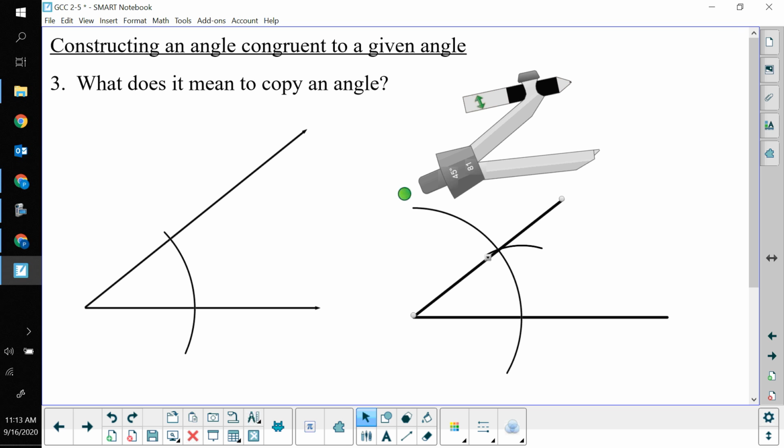And it's a little hard to do on the smartboard, but it's easier with your straight edge. Make sure you're using your straight edge anytime you're drawing a line. So connect from the endpoint to that new intersection, and now we have just created an angle that is exactly identical in measure to the original angle. So that's called copying an angle.